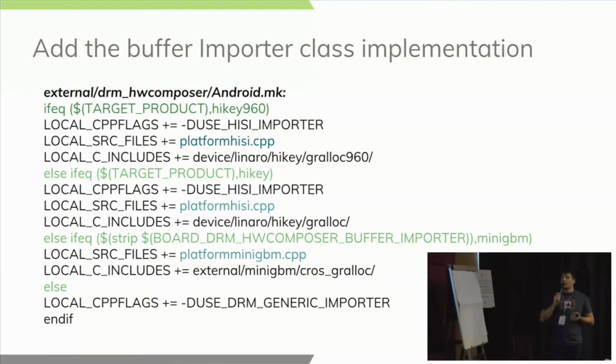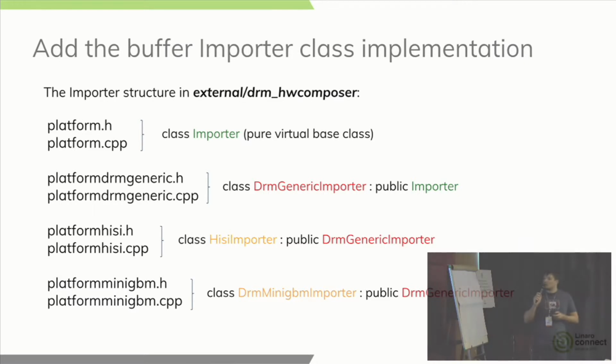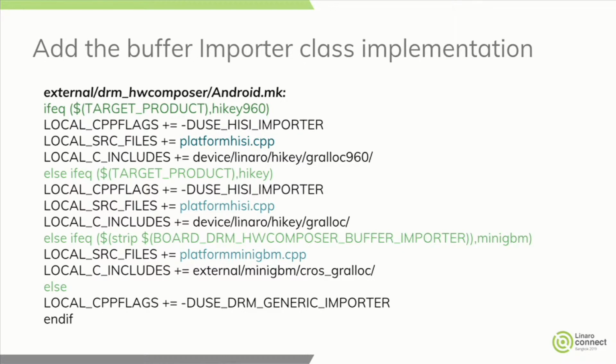One of the platforms is HiKey, the second is HiKey 960, and the last one is the platform Mini GBM. If none of these platforms is used, then the generic importer is used. And here we see all the files and everything that contains the implementation for the different platforms: HiKey, Mini GBM, and generic. So what we need is to add just our section for our platform.